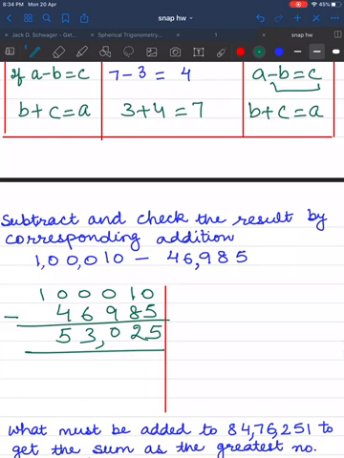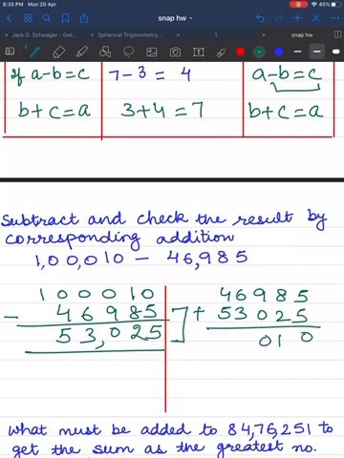So I will add 46,985 and 53,025. And what should I get? 1,10,000. So let us add and check. So 46,985 plus 53,025. So if I add, I am getting 1,10,000. Hence checked.